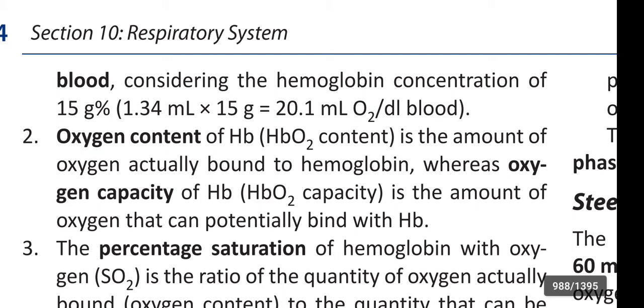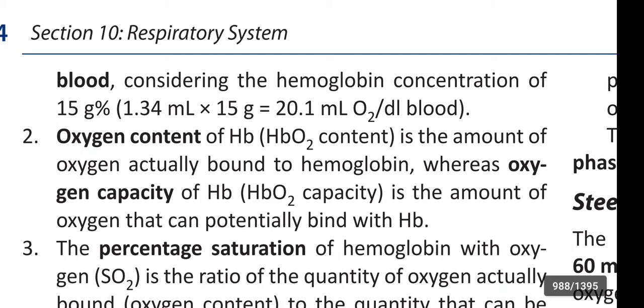That means in 100 ml of blood, 15 grams of hemoglobin is present. Clear guys? Each gram of hemoglobin carries 1.34 ml of oxygen. That means 1.34 ml into 15 grams is equal to 20 ml of oxygen per deciliter of blood. Okay, clear guys?